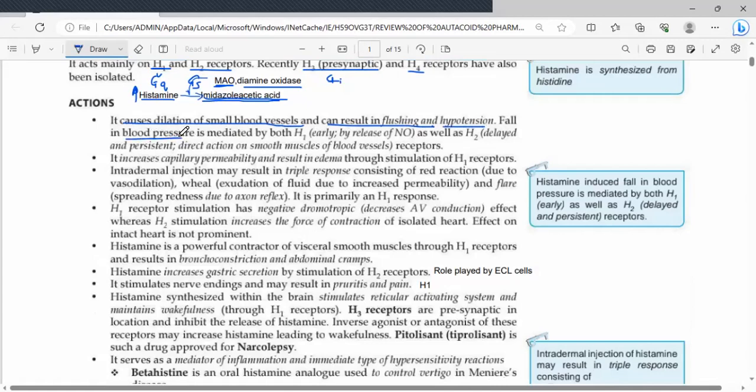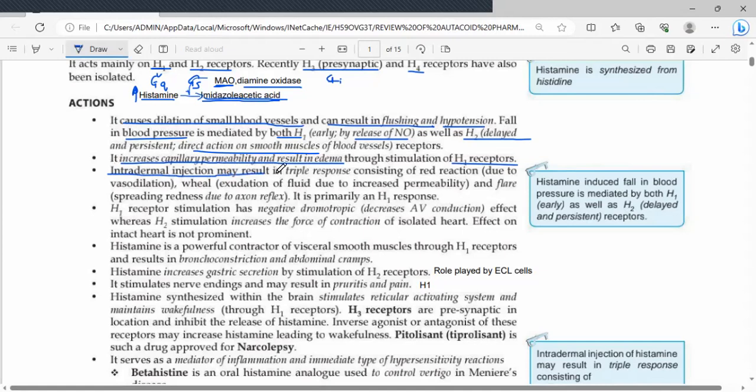Falling blood pressure will be mediated by both H1, the early response, and this is due to release of nitric oxide. Then the delayed response is mediated by H2, by histamine acting on H2 receptors, which are found on the smooth muscles of the blood vessels. Also, it increases capillary permeability and results in edema, that is mediated by H1.